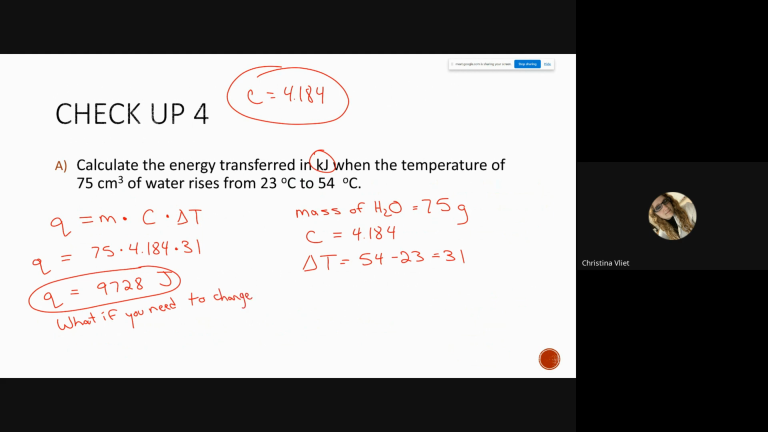That's one way you could do it. There's multiple pathways. Either divide by 1,000 or move your decimal place over 3 spots to the left to go to kilo, right? So it would be 9.728 kilojoules. And so that will be our final answer. Be careful, where you could get messed up here is in the units. Make sure you are carefully identifying what units are being asked for.